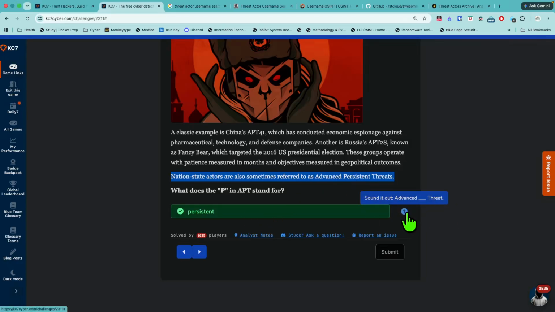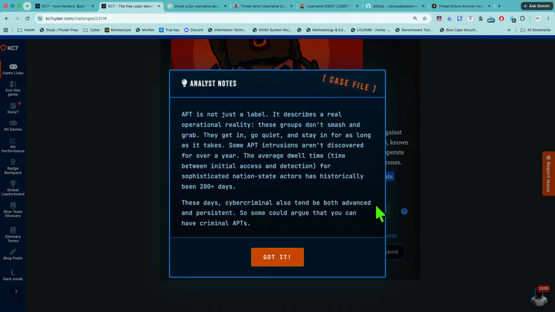Send it out. Advanced persistent threats. Awesome. Analyst notes. Here we go. APT is not just a label. It describes a real operational reality. These groups don't smash and grab. They get in, go quiet, and stay in for as long as it takes. Some APT intrusions aren't discovered for over a year. The average dwell time, which is the time between initial access and detection, for sophisticated nation-state actors has historically been 200 plus days. These days, cybercriminals also tend to be both advanced and persistent. So some could argue that you can have criminal APTs.